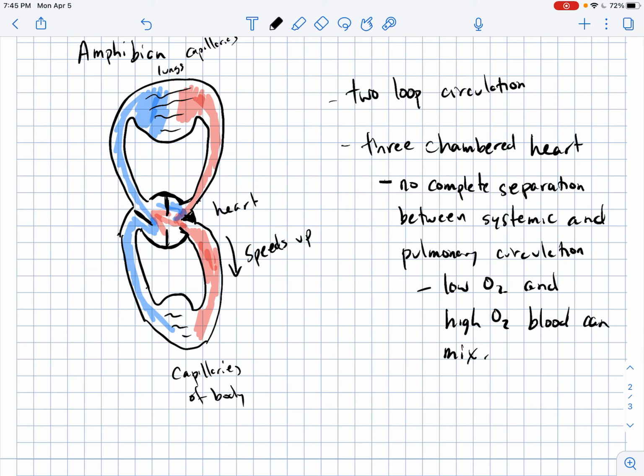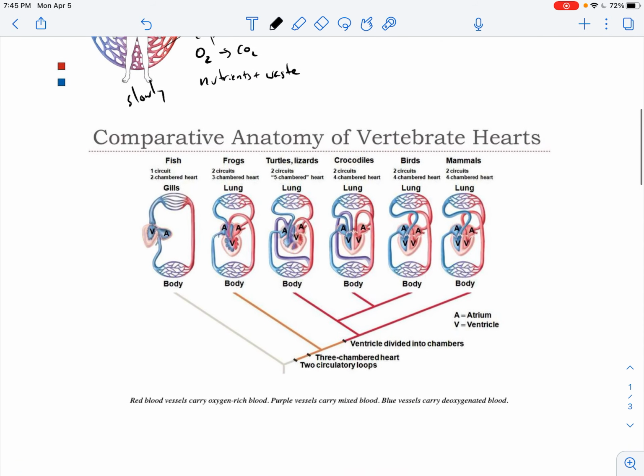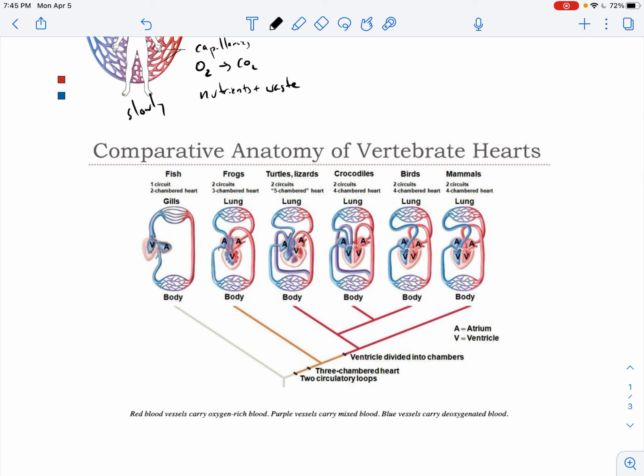All right, so what's next after amphibians? Well, after amphibians, we have birds and humans. And what we're showing in this diagram is the evolution of the different types of circulatory systems that we have. And you can see that we are the most efficient, along with birds. And we both have two circuits and have four-chambered hearts, as do crocodiles.